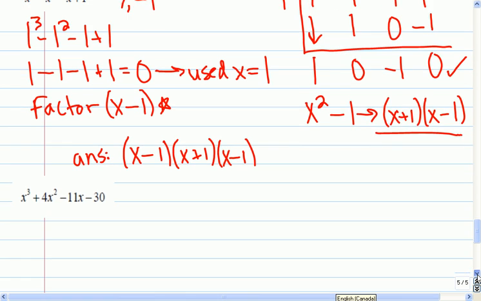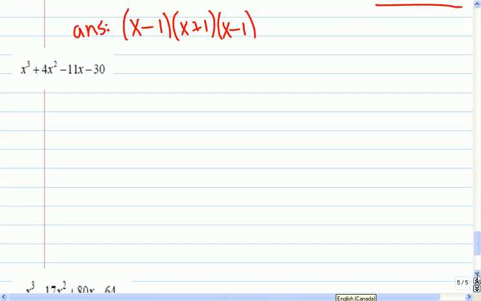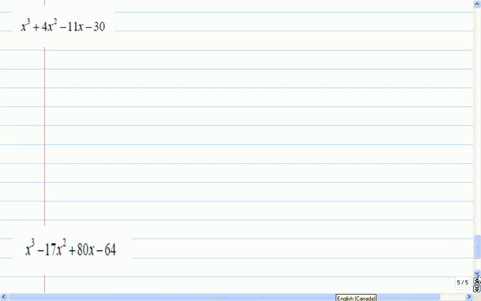Okay, so there. Now that I've done the easy one, I'm going to let you work ahead on 30. Okay, not that many factors, but again, see if you can start with the easy one. See if you can find a factor out of something like 1 or 2.